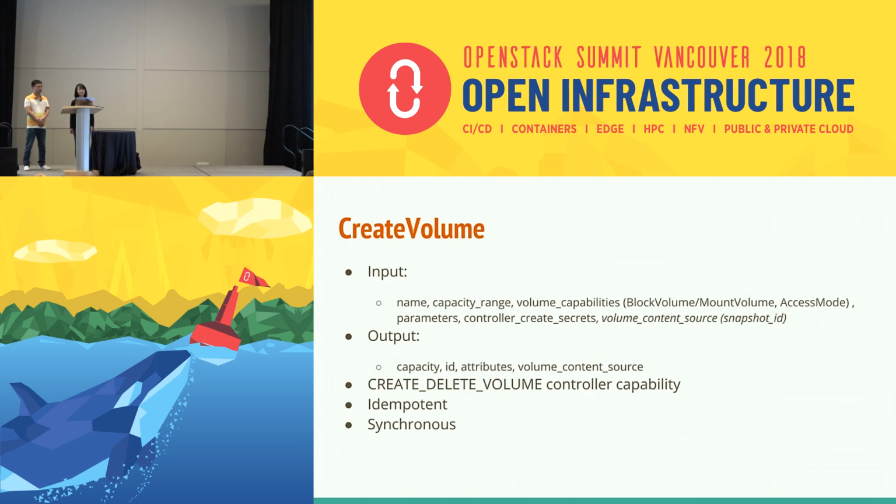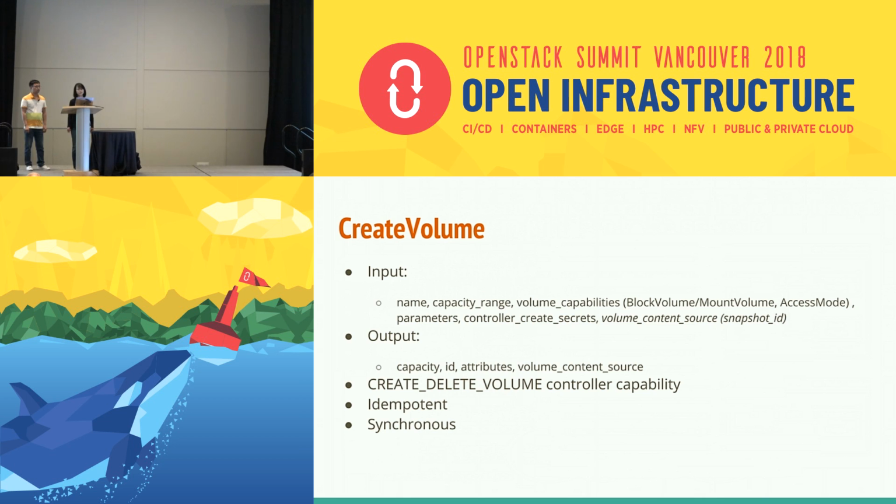Create volume RPC takes a name and the capacity range with the upper and the lower limit, volume capabilities, whether it is a block or mount volume, access mode, and parameters, those are opaque fields to the CO, but only the plugin can understand. And then there's this volume content source field, which is new. That is for the snapshot feature, so you can take a snapshot and then create a volume from that snapshot.